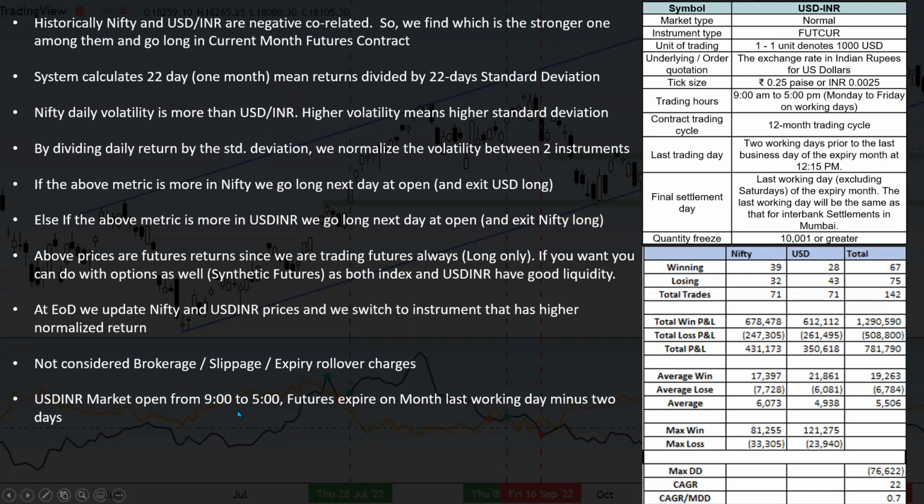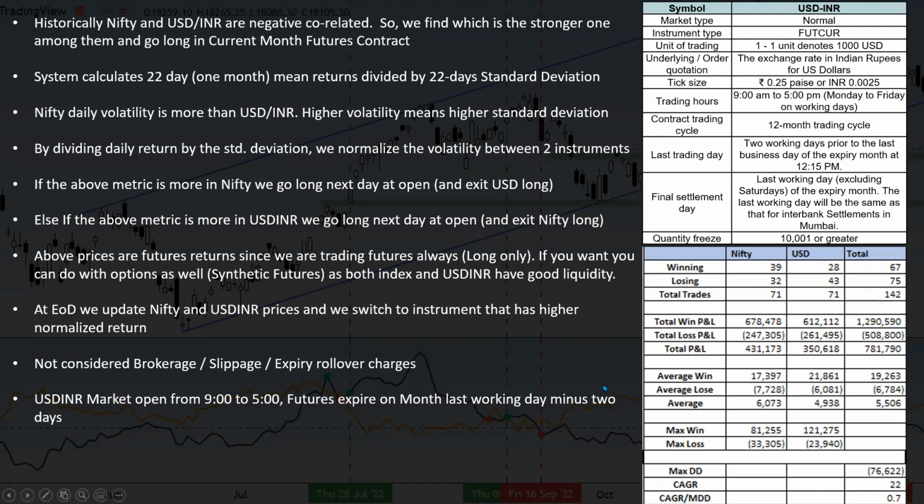So USD INR market remains open 9 to 5, but our equity market closes at 3:30, right? And USD INR expiry is not the same as our equity expiry. For currencies, the expiry of the monthly contract is 2 days before the last working day of the month.